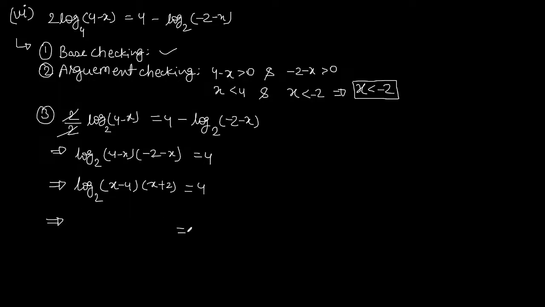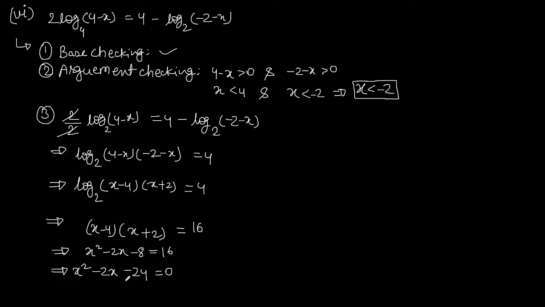2 will go to the power. It will become 2 to the power 4, which is 16, and we have (x minus 4)(x plus 2). If you start solving, it is x square minus 2x minus 8 equal to 16. If you go further, it is x square minus 2x minus 24 equal to 0. Now we will start finding the value. I think it's 6 into 4. So x equal to 6, x equal to minus 4.